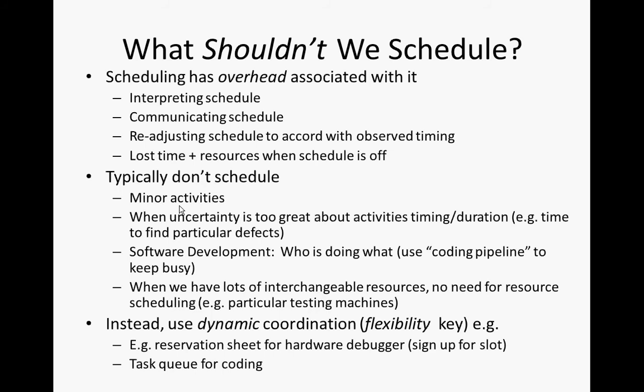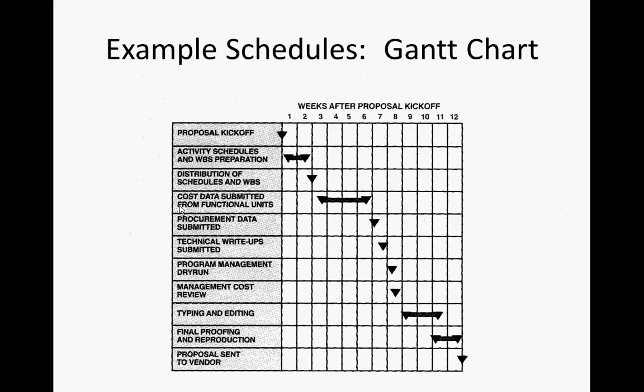So it's important to recognize that scheduling is not used universally. We do a lot of dynamic scheduling, and that's all fine and good. We dynamically coordinate flexibility. And this is very common in software as well. Task queues for coding. Who does what feature, etc. So, ladies and gentlemen, we're going to talk today about two basic mechanisms for describing scheduling.